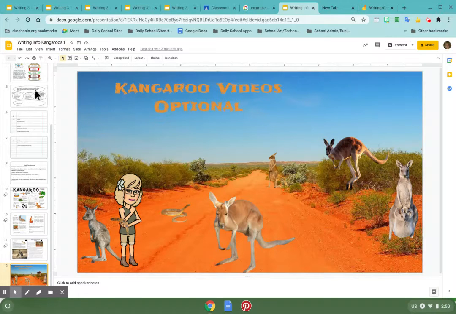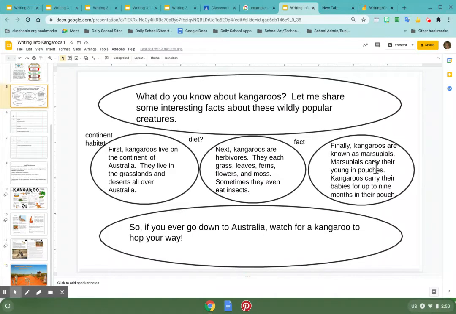Now, what you're going to do is your mind map should be filled out pretty much where your first thing is about where it lives, your second thing is about what it eats, and is it an herbivore, carnivore, or omnivore? And then your last one is just something that you found interesting that you want to put in. You've also added a conclusion in. Now, at this point, between your notes and this, you should be able to turn this into a paragraph.